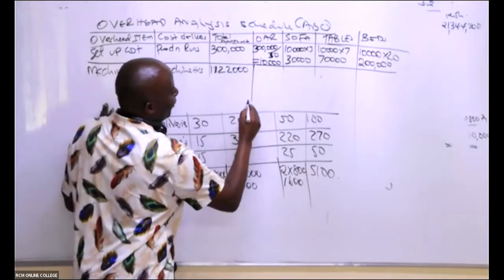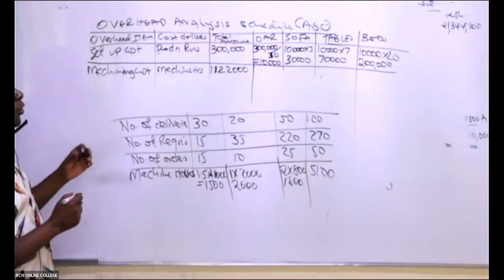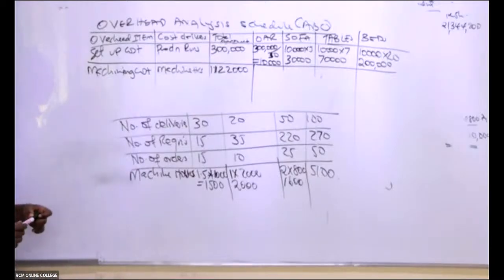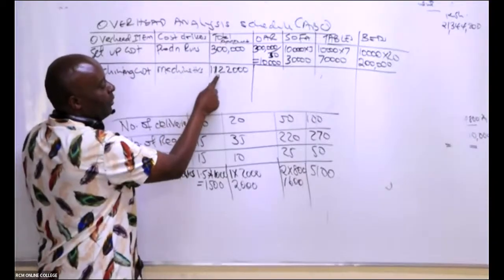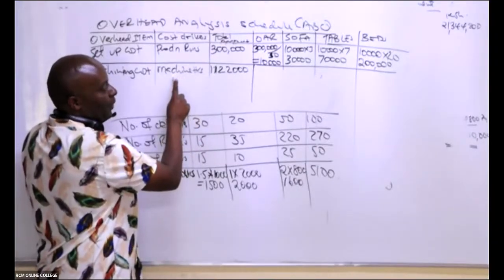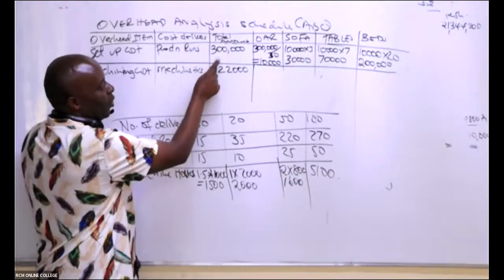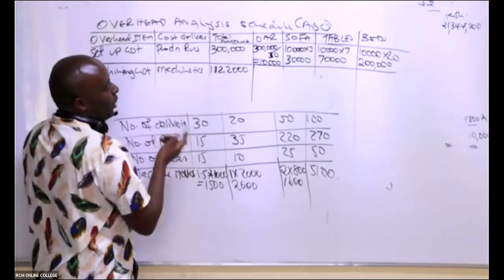2,000. Thank you so much. Are you able to get the OAR for machining costs? Yes, you simply take the total amount divided by machine hours, just like how we took 300,000 divided by total production runs.